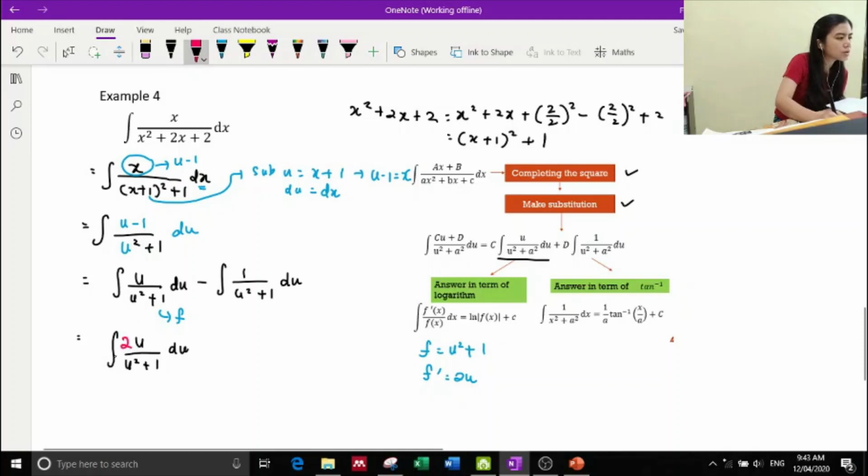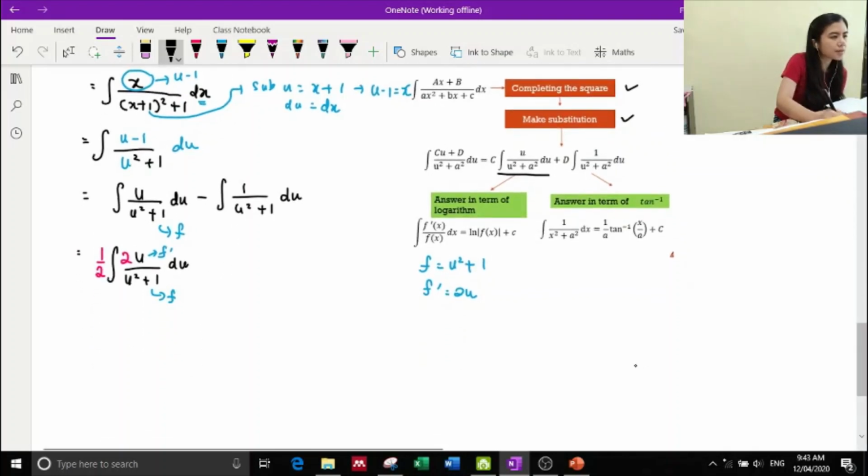But we don't want to change the question. So what we have to do is multiply with another number in front, that is 1 over 2. So 1 over 2 multiplied with 2 will give us 1. So basically, we do not change the question. And by doing that, this is actually your f, and this is actually your f prime, right? Okay, how about the next line?